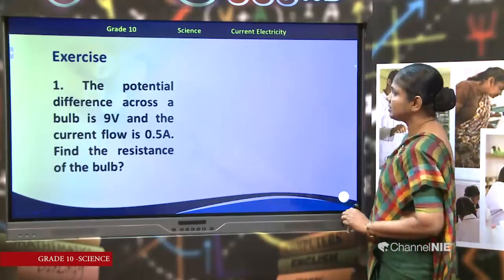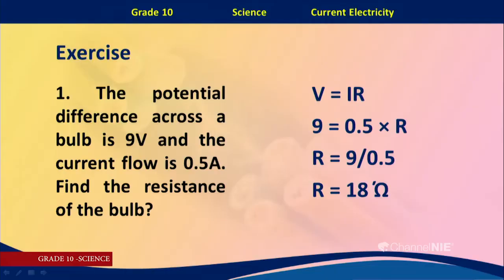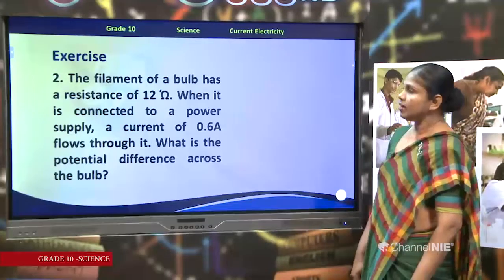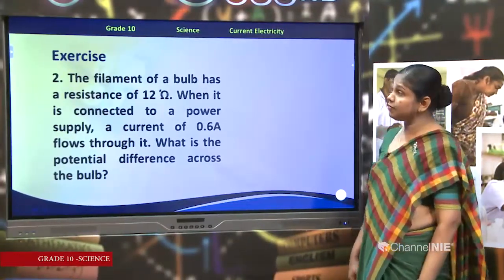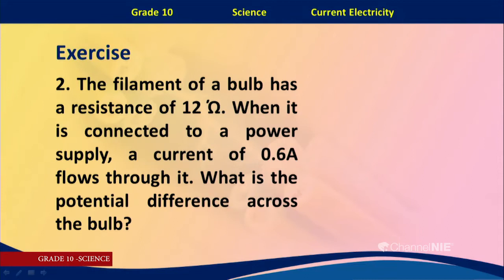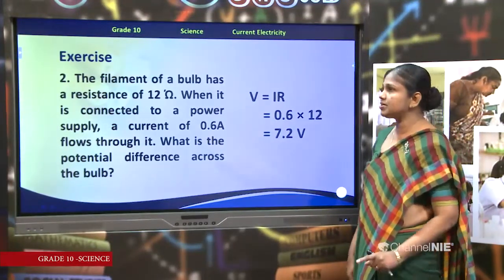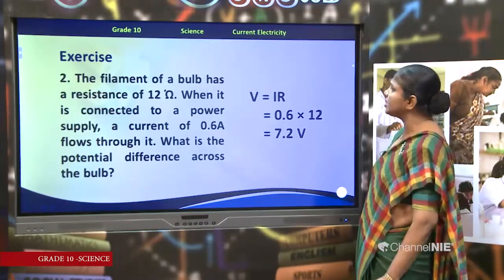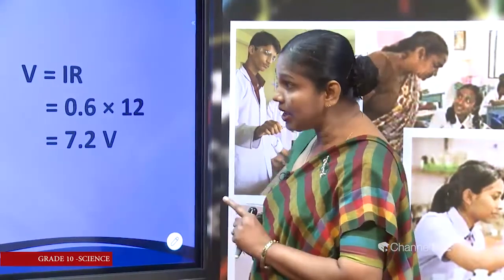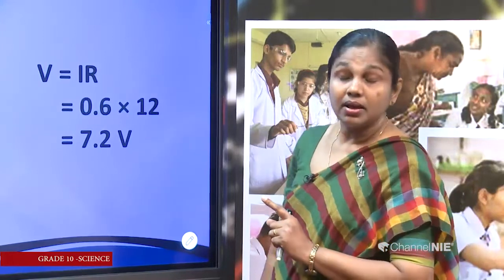Right. Now look at the way that you get the answer. Okay, then move to the next question. The filament of a bulb has a resistance of 12 ohm. When it is connected to a power supply, a current of 0.6 amperes flows through it. What is the potential difference across the bulb? This is how you get the answer. Always remember, children, you must write the equation before simplifying, right? V equals IR. Then I is the current flow, 0.6 ampere, and 12 is the resistance here.